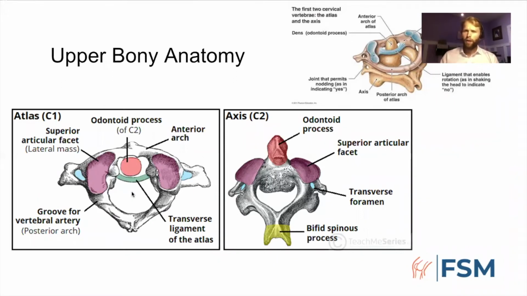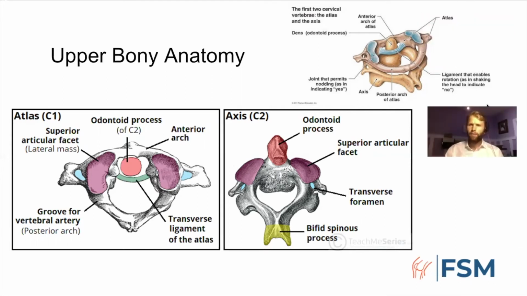I think the image on the top right gives us the best in situ view of what's going on. And just to orient people again, we see C1, or the atlas, sitting on top of the axis. And we have the odontoid process projecting superiorly again on the anterior aspect of these two vertebrae. And we see the transverse ligament wrapped behind the odontoid process there. This structure, which I didn't mention before, allows the rotational movement for the most part of the cervical spine.